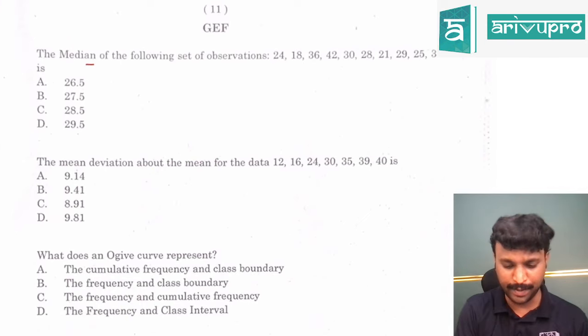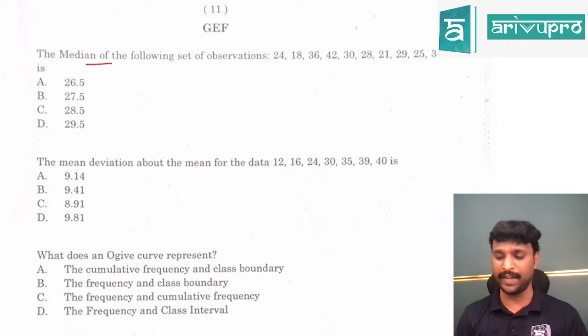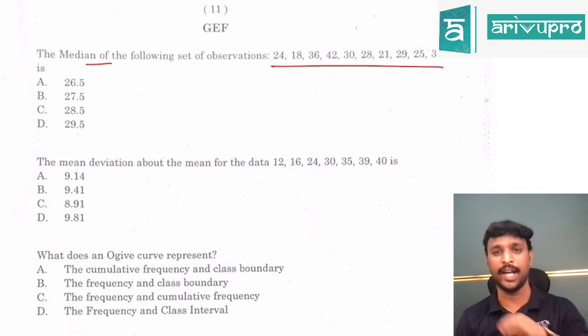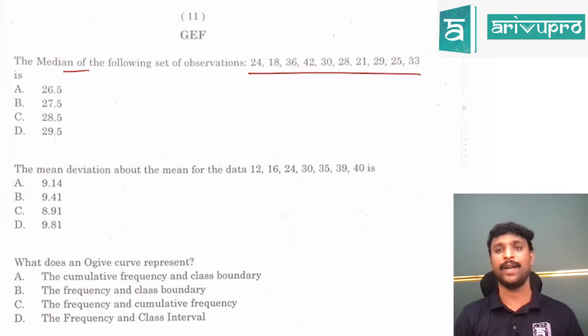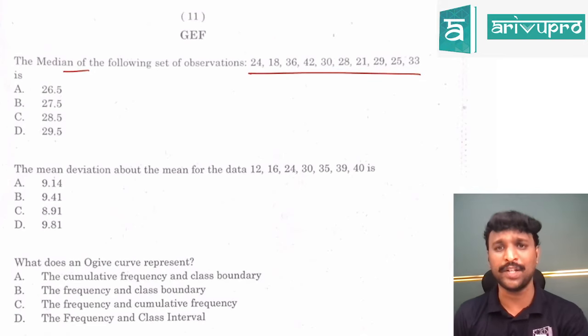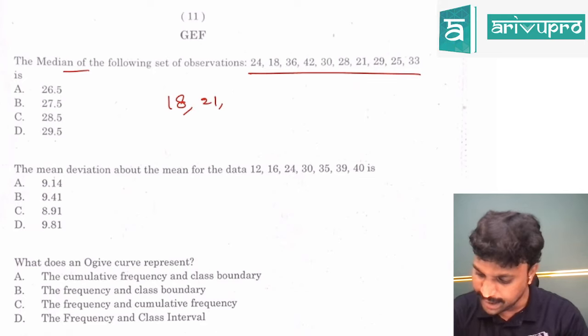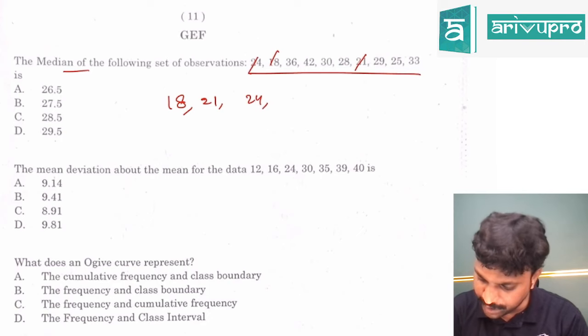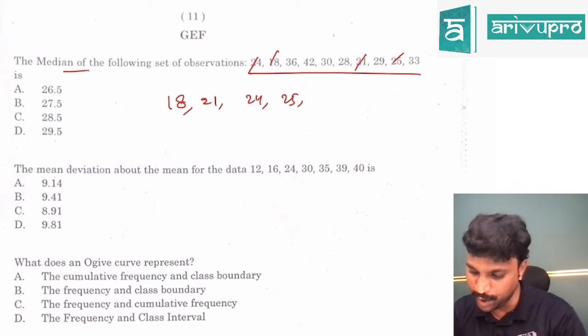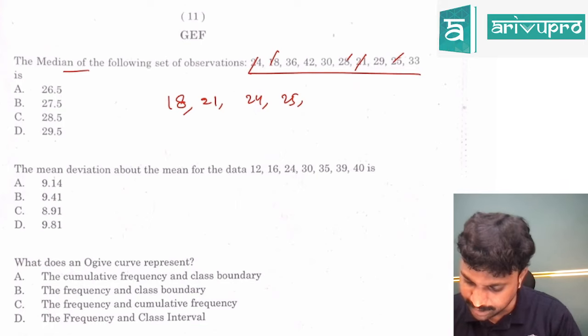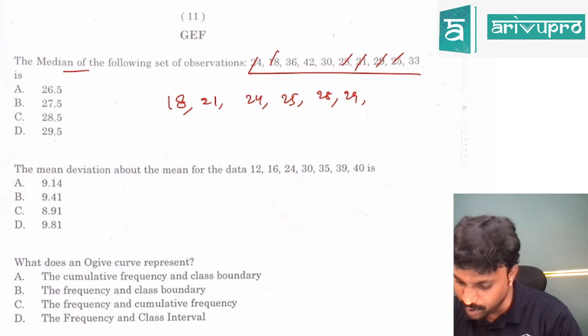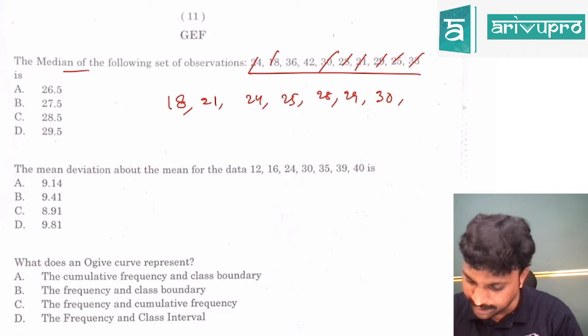Guys, look at the next question. Question number 35. Median for the following set of observations. Are these observations first of all sorted? No. Please sort them in ascending order or maybe descending order. The least observation amongst all is 18. The next observation after 18 is 21. Then 18 is done, 21 is done. Next 24. Next 25. After 25 you have 28. Then after 28 we have 29. After 29 we have got 30. Then 33, then 36, and then 42.